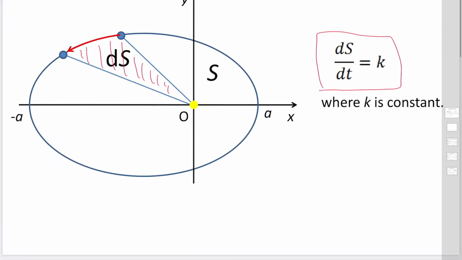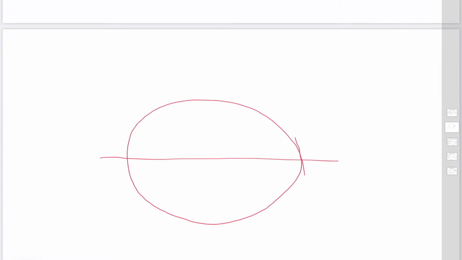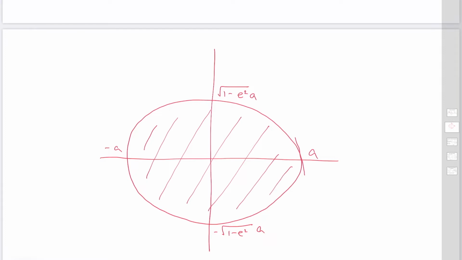So first of all, we'd like to find the area of an ellipse. So we consider the ellipse. This is a, this is square root of 1 minus e squared times a. This is minus a. This is minus square root of 1 minus e squared times a. So we'd like to discover the areas in these regions.